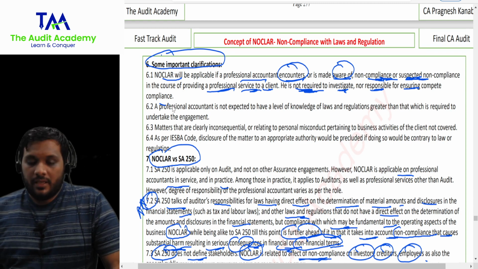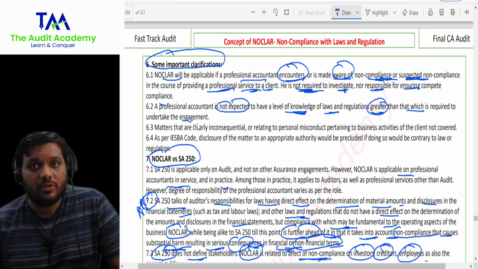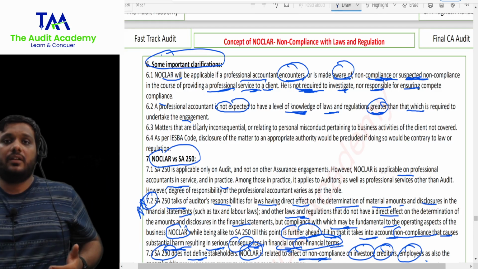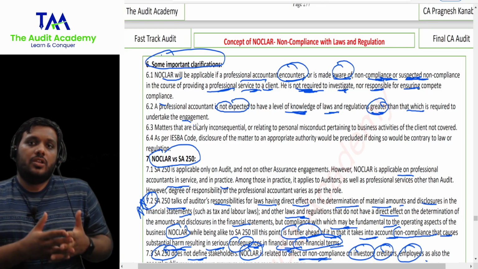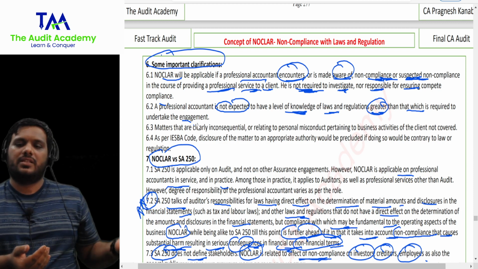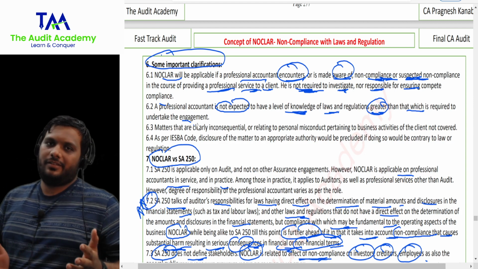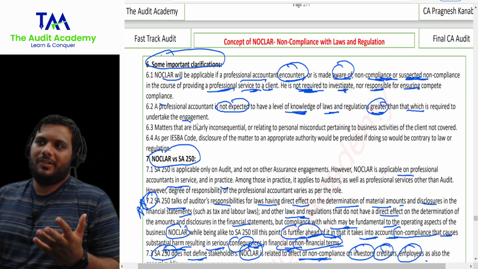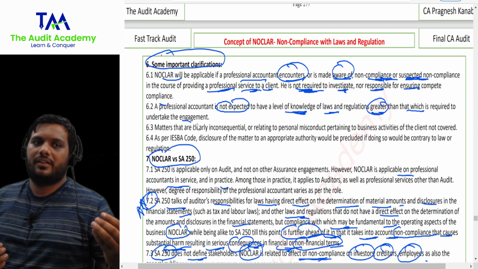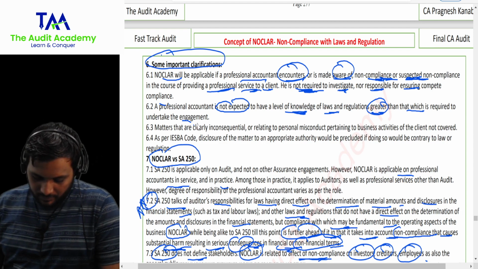Next, a professional accountant is not expected to have a level of knowledge of laws and regulations greater than that which is required to undertake the engagement. For example, if I am conducting an audit of a telecom company, you can't expect me to know everything about spectrum utilization and bandwidth and all such technical laws of the Telecom Regulatory Authority of India. Come on. All right, so you need to understand that I will be aware of the laws and regulations which are required for performing my assignment.